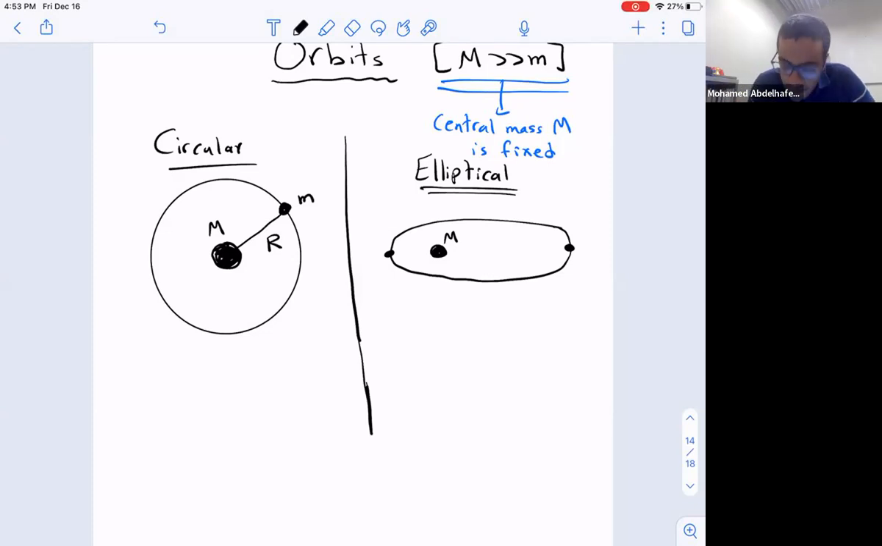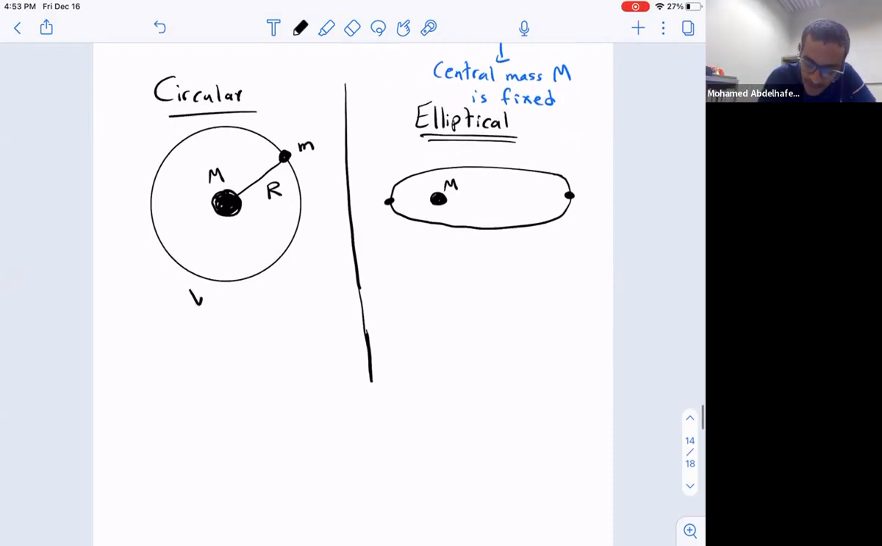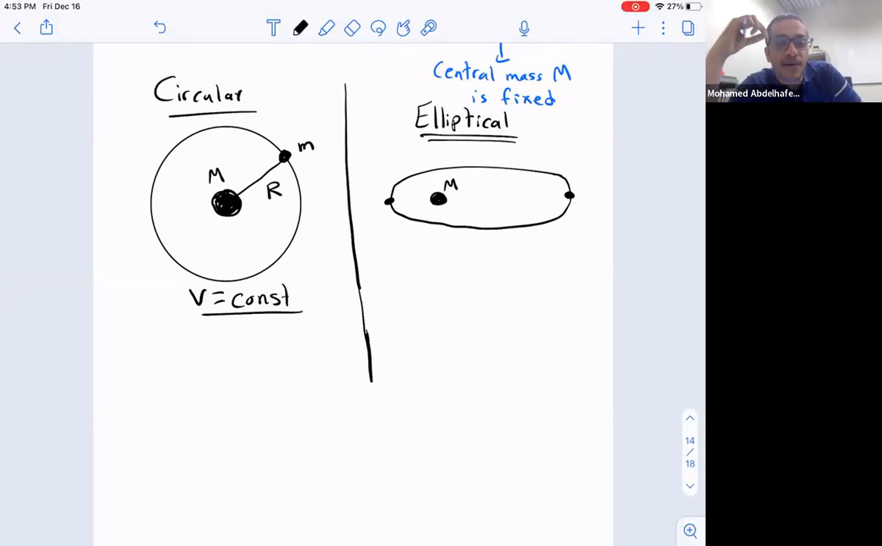So the picture in the circle is that the radius is constant. You're moving in a circle, so your radius is constant. That also means that your speed is constant. If you're moving in a circular orbit, you're moving with a constant speed. The usual thing we want from orbits actually is to find the speed. It doesn't have to be like that, but usually we're interested in knowing what is the speed in the orbit. As you're going in a circle, what's your speed? As you're going in the ellipse, what's your speed?